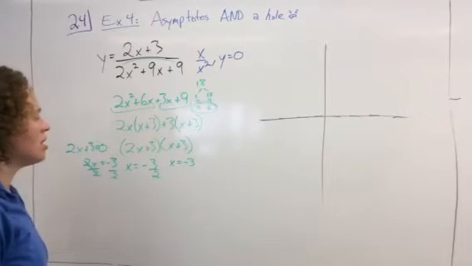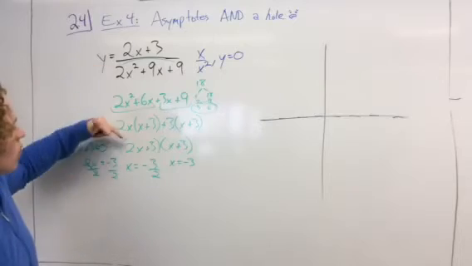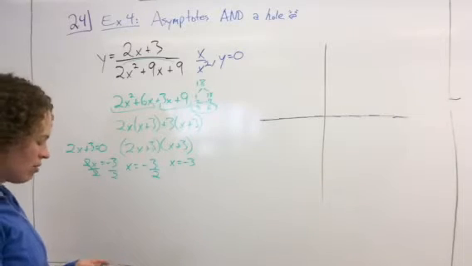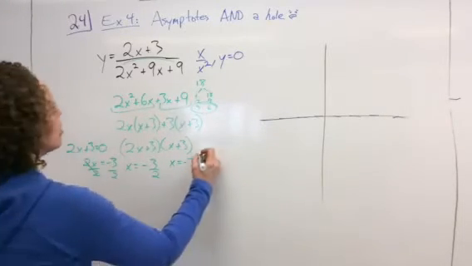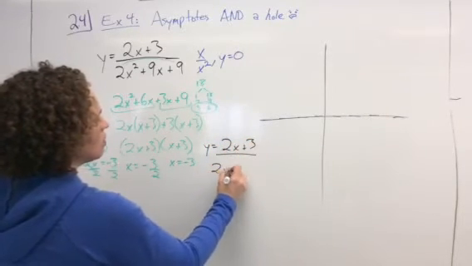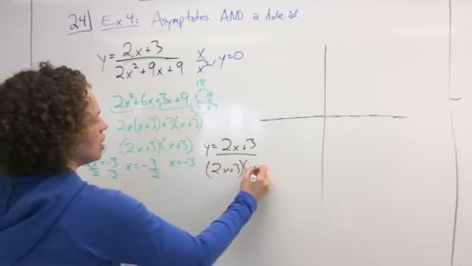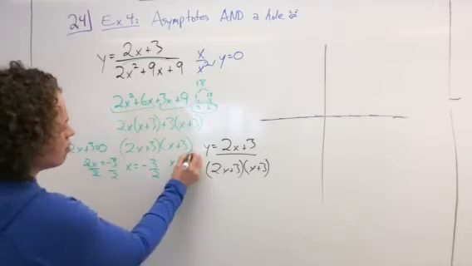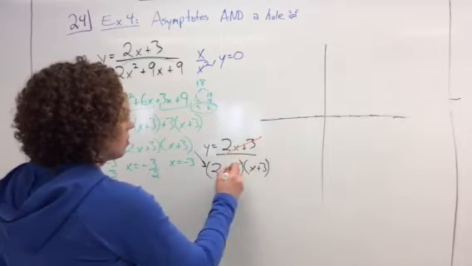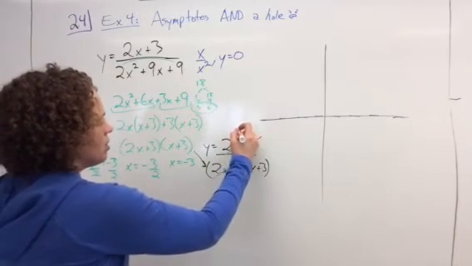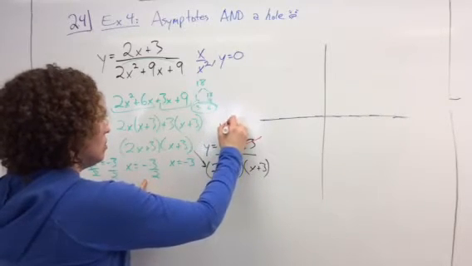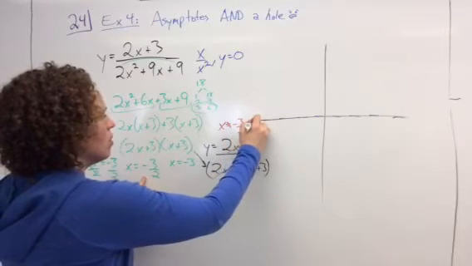But what we see is that we've got a hole, actually, because I've got 2x plus 3 on the top and the bottom. So I can rewrite that, if it helps, as 2x plus 3 over 2x plus 3 times x plus 3. So these are my factors, which shows me that these guys are going to be canceled out, and the x value that goes with them is a hole.